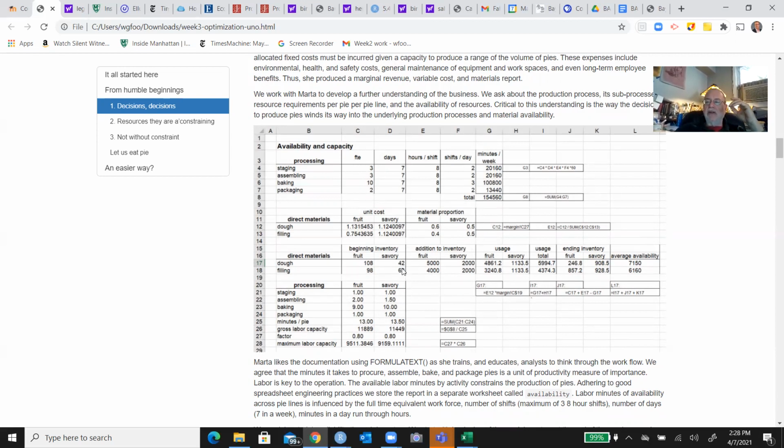And then direct materials is an inventory problem that we're going to come back to next week. We have beginning inventory, additions to inventory, deletions or usage from inventory. We get a usage total out of that, and an ending inventory. So it's beginning plus additions minus usage equals ending. And then we get an average availability as ending inventory plus usage. And that's how we're working the availability.